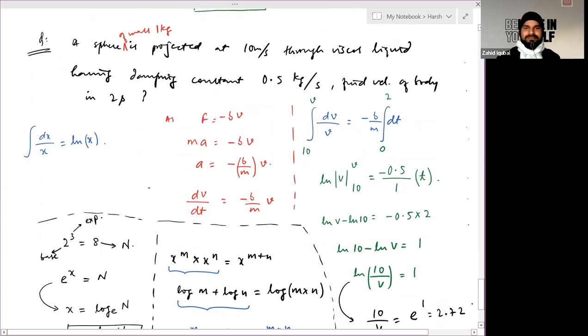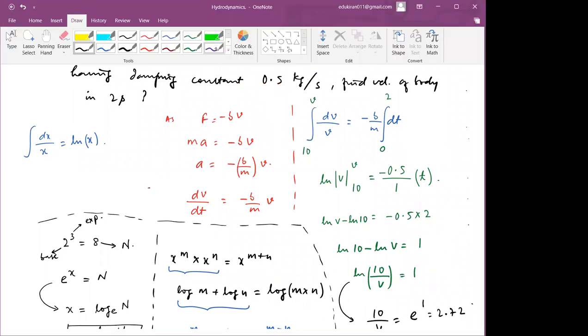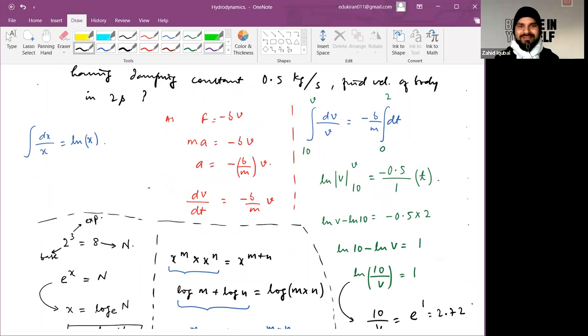Yes, sir. Do you have maths or bio? Sir, bio, sir. Biocomputers. Okay.